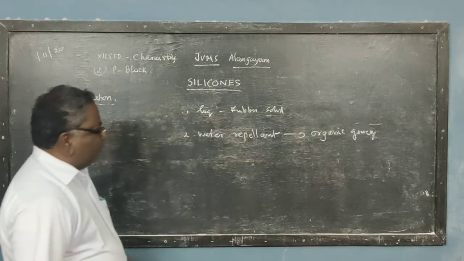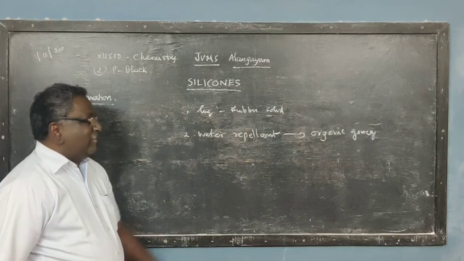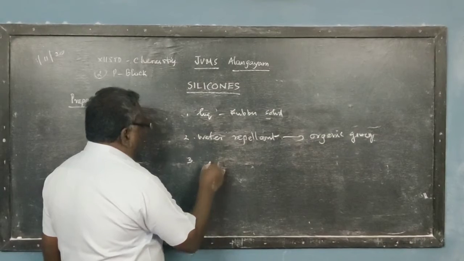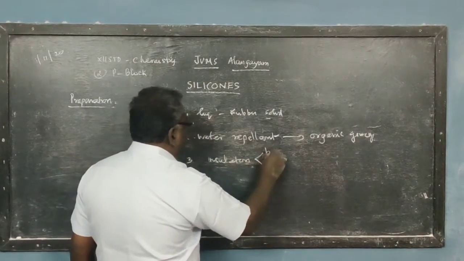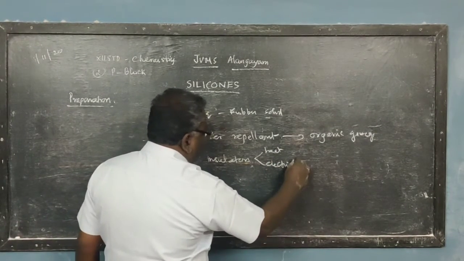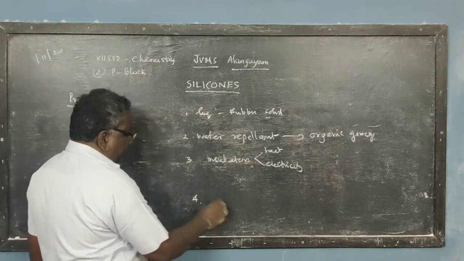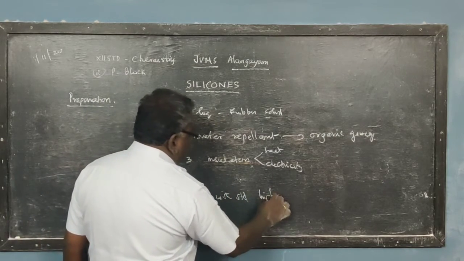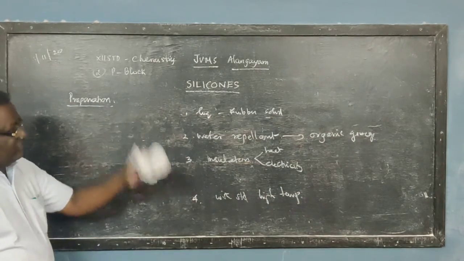All silicon atoms are surrounded by organic groups which are always repelling the water molecules, and they are good insulators of heat and electric current. They will not conduct electric current, they will not conduct heat also. The fourth important property is that they can withstand high temperature, right? These are the main 4 properties of the silicones.